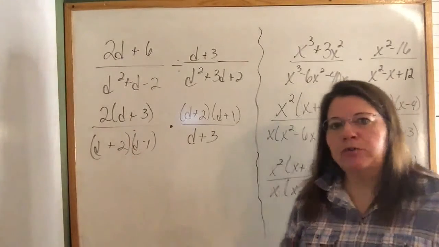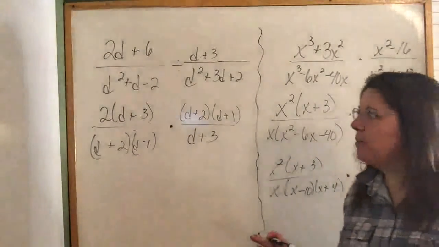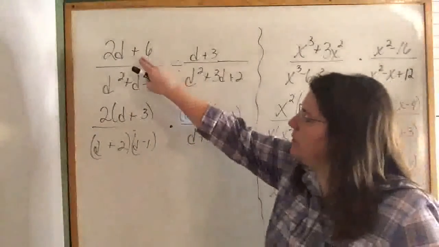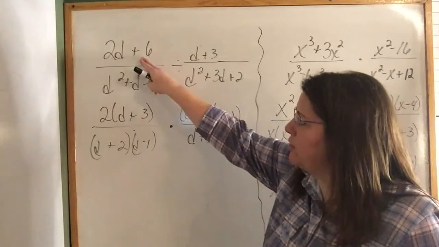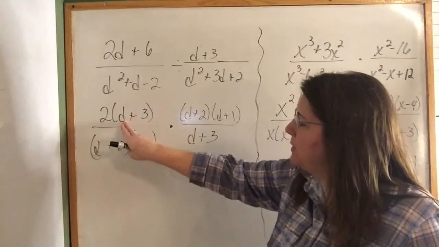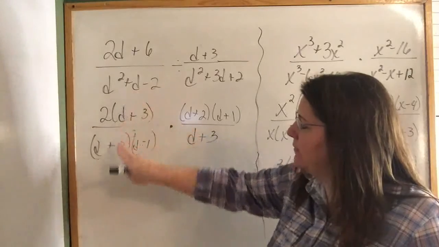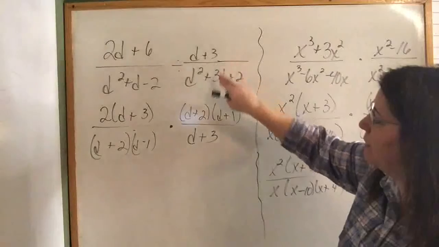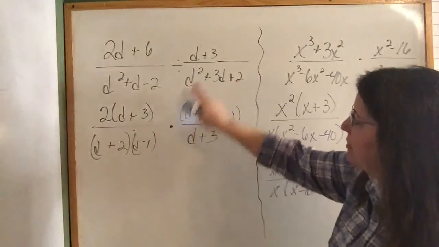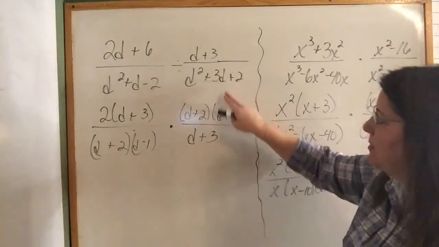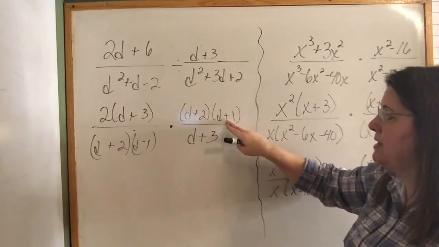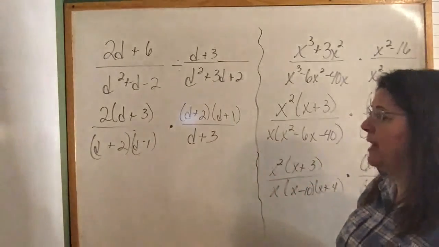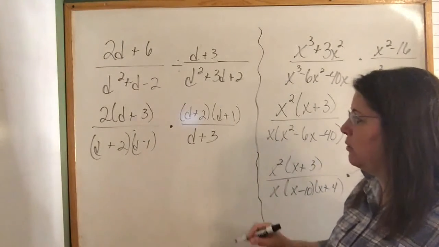Okay, here I factored both of them. I haven't completed the problems yet, but here when I factor, both of those have a 2. I can bring the 2 out, leaving me with d plus 3. Here, I can factor that to d plus 2 times d minus 1. For this one, I flip that upside down, so it's a times. The d plus 3 goes on the bottom, and this can be factored as d plus 2 times d plus 1. And then at this point, I will cancel diagonally anything that will cancel.